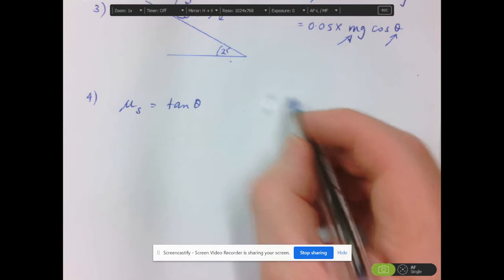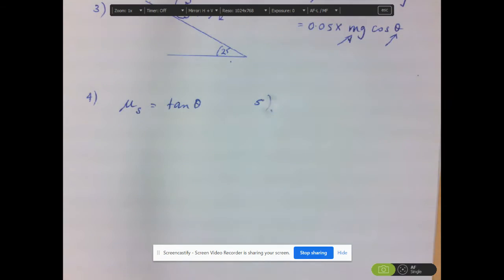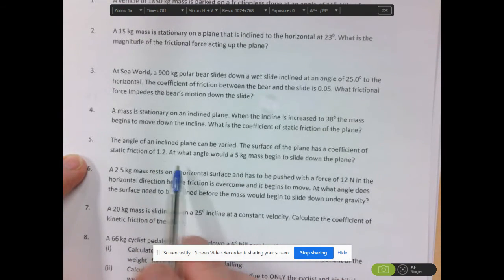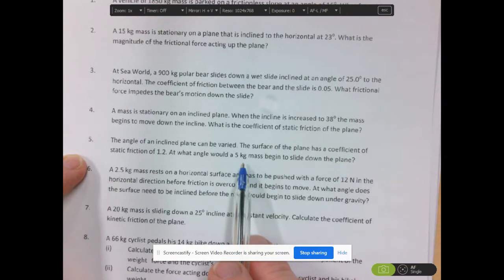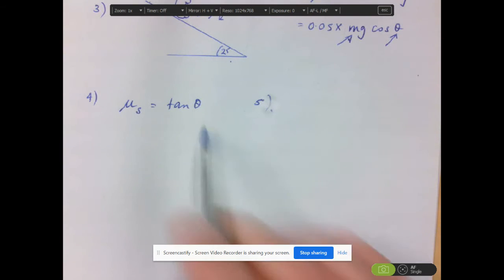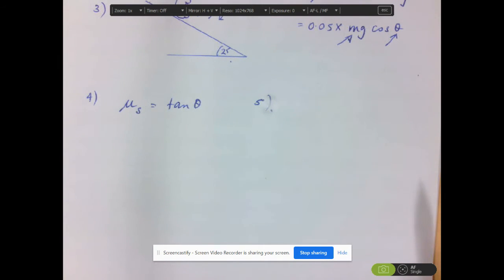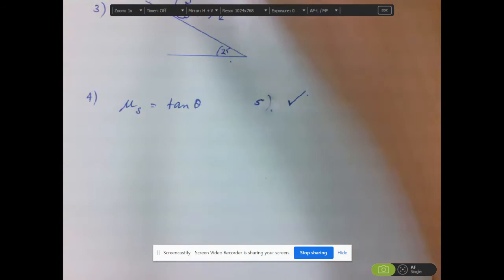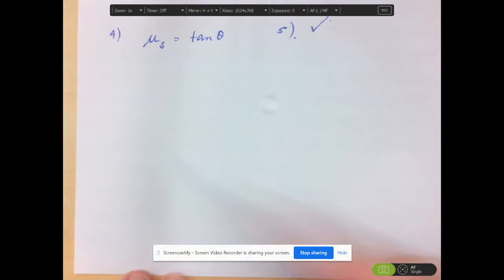Moving on to question 5. The angle, once again, of an inclined plane can be varied. The surface of the plane has a coefficient of static friction of 1.2. What angle would be needed for a 5 kilogram mass to slide down? Once again, you're going to use that result, that mu s is the tan of the angle of the static friction. Okay, moving quickly along these ones. So this is just to help you along.